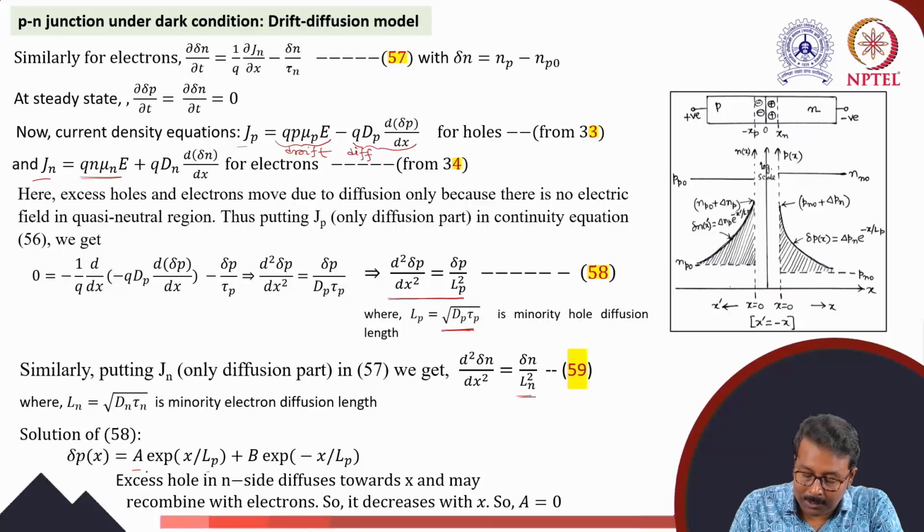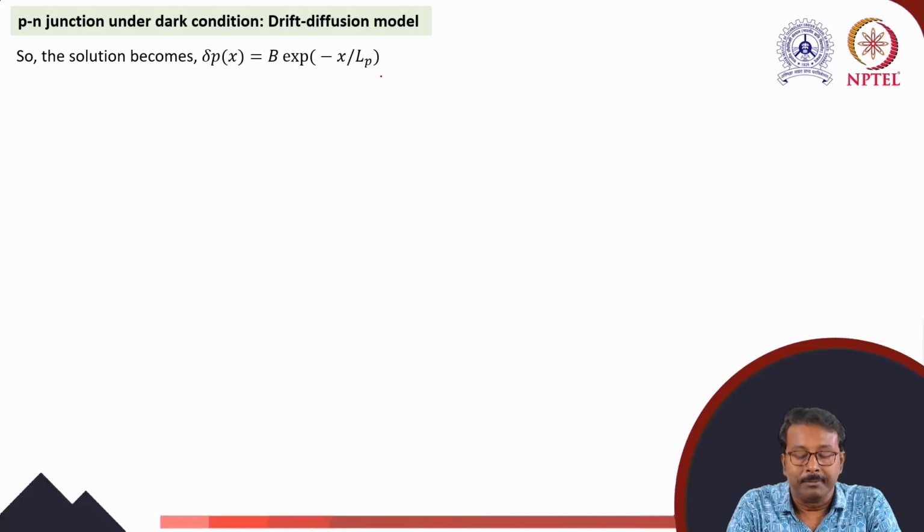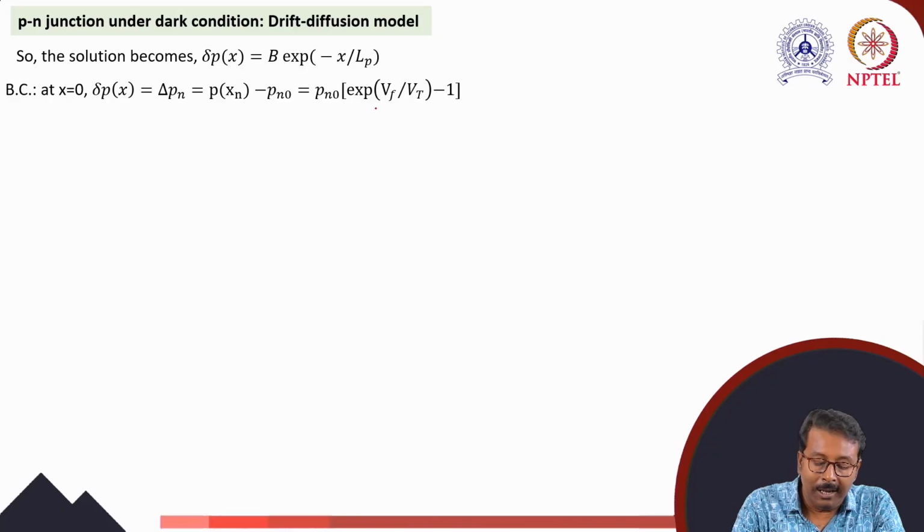But the first term of this equation tells us that with increasing x, it should be increasing. It is not possible. At x equal to infinity, it becomes infinity. It is never possible based on the physics. So A must be 0. So the solution reduces to B exponential minus x by Lp. And now a boundary condition is required for finding out the B value.